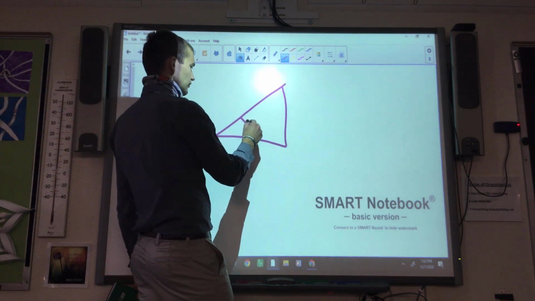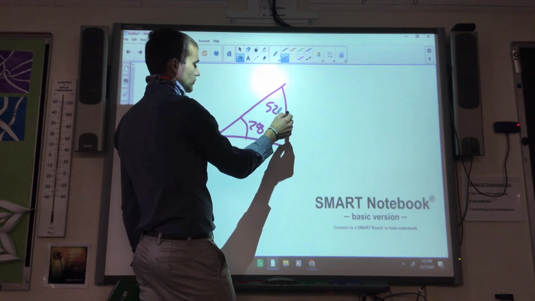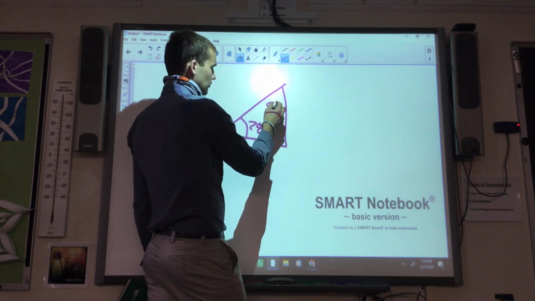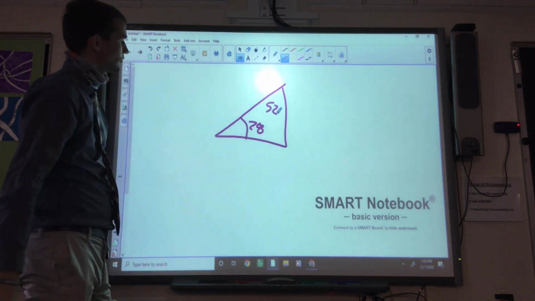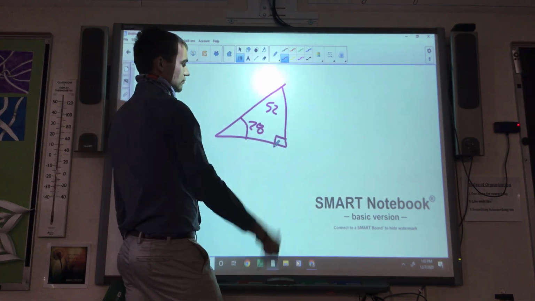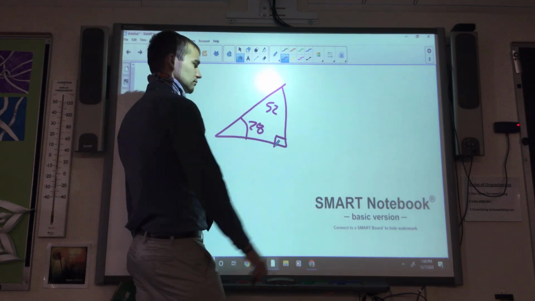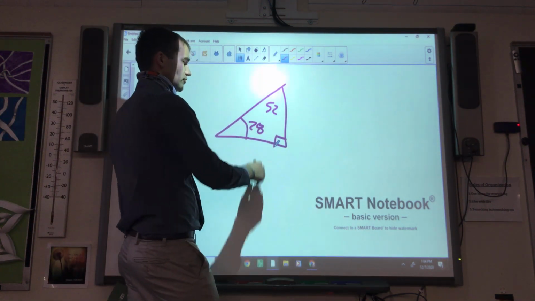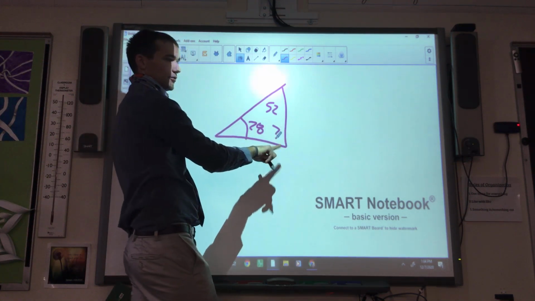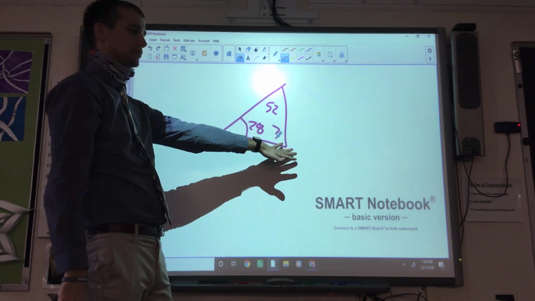So if I say this one is 28 degrees and this one's 52 degrees, that's going to be 80, which makes this one 100. All the angles in a triangle add up to be 180. If this doesn't say it's a right angle and it asks you what this one is, then that's how you figure it out. Because 52 plus 28 is 80, there's only 100 degrees left.